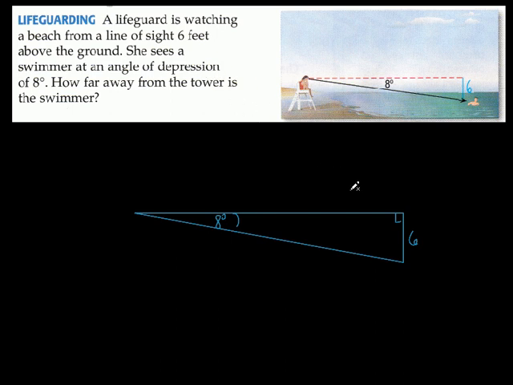What else do we know? We know that the angle is 8 degrees. That's it, right? What are we trying to find? How far away from the tower is the swimmer? Right? So how far away? It would be this horizontal line. We'll call that x. And you can do it. What trig function are we going to use on this? Tangent again. Opposite over adjacent.